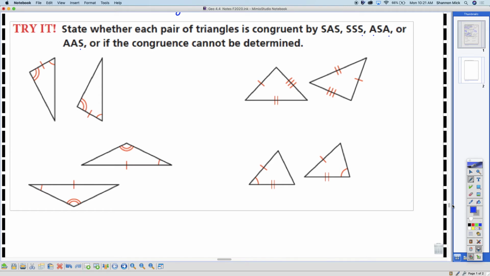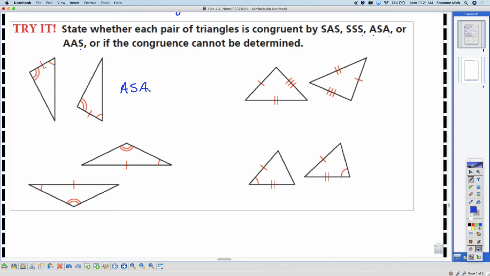So, when I look at this, I have side, angle, side, side, side, side, angle, side, angle, or angle, angle, side, or neither. Yes? Okay, so I've got what? Angle, side, angle, angle, side, angle. Same angle, same side, so it is what? It's congruent by what? Angle, side, angle. Okay, the next one. Angle side. That's what we're looking at.